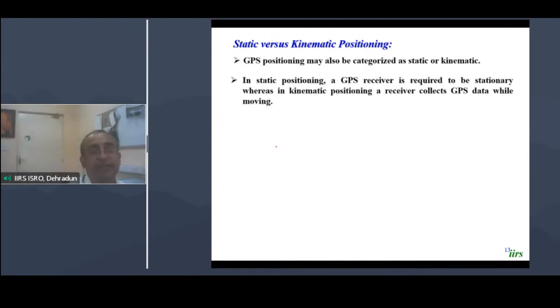The third type of positioning technique can be static or kinematic. GPS positioning may also be categorized as static or kinematic. In static positioning, a GPS receiver is required to be stationary, whereas in kinematic positioning, a receiver collects the GPS data while it is moving.